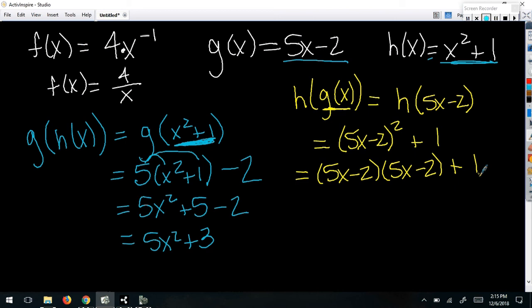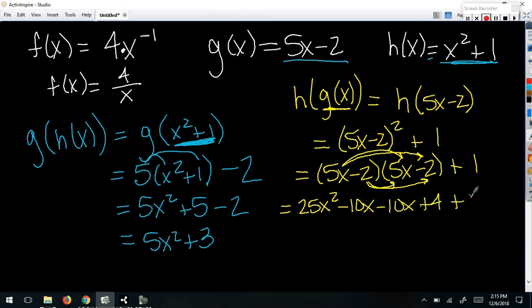Yep. 5x times 5x is 25x squared. Then minus 10x. Minus 10x. What's negative 2 times negative 2? It's just 4. The plus 1's still there. Don't lose it in the process.